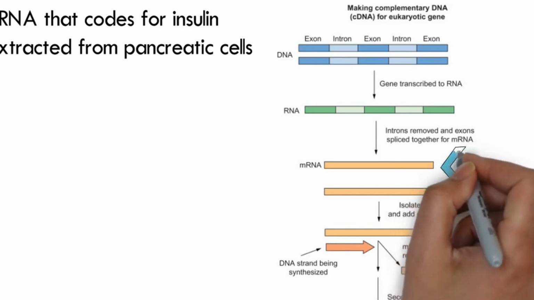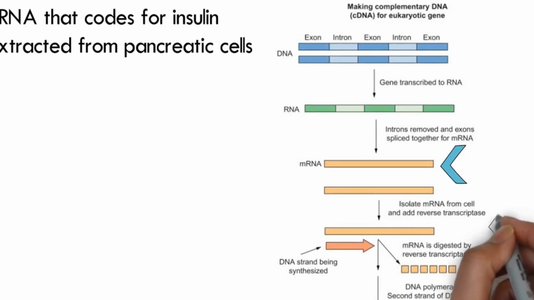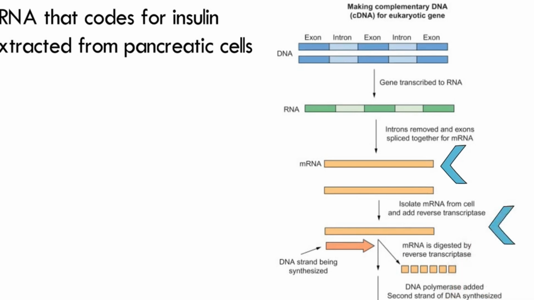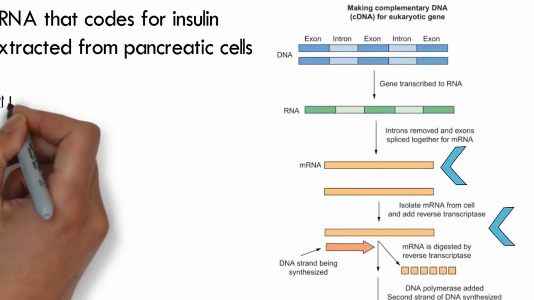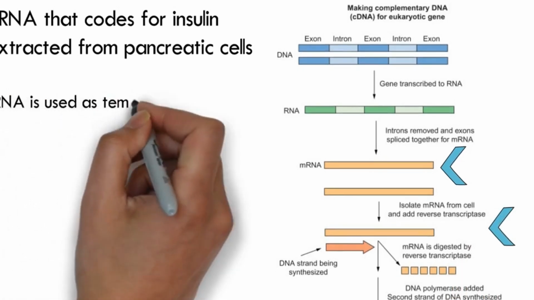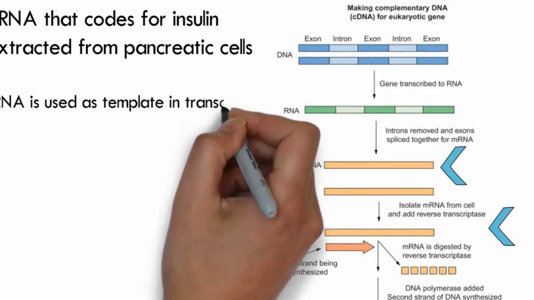In order to use the mRNA as a template, first we must cut and remove the introns. Note that introns are non-coding segments, thus they are not needed here. And then we join the exons together, which are coding segments, to produce a mature mRNA.